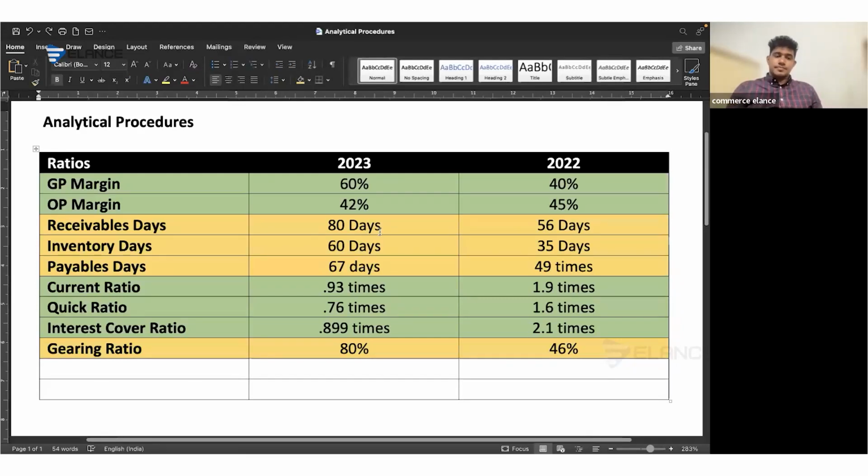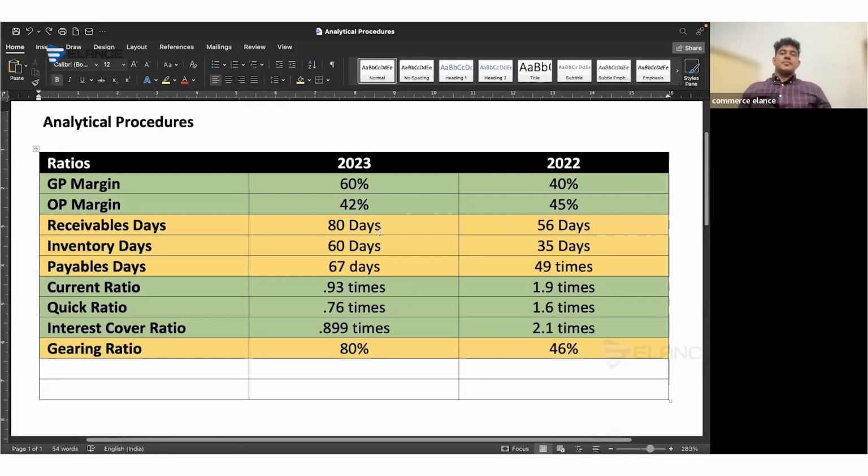Is that clear, everyone? Yes, sir. Then next it comes to the inventory days. The company's inventory days has increased from 35 days to 60 days. When there is a significant increase in inventory days, there is always a possibility that the company's inventory might be slow moving or obsolete. When the inventories are taking too much time to be sold, the inventory will be slow moving or obsolete, which needs to be written down to the lower of cost or NRV.